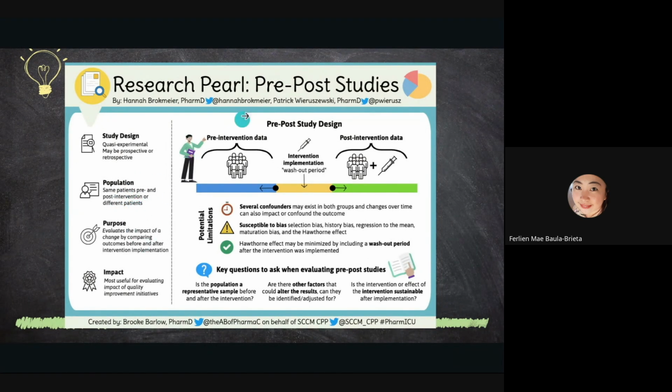Okay, so the pre-post study also has a different purpose. The purpose of this is to evaluate the impact of a change by comparing outcomes before and after the intervention is implemented. All right, so this is the pre and post study.